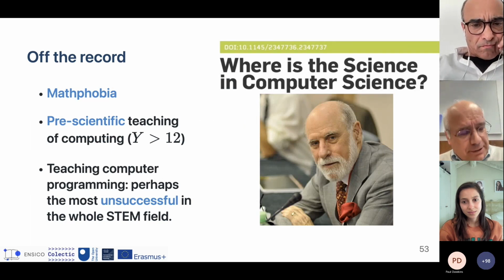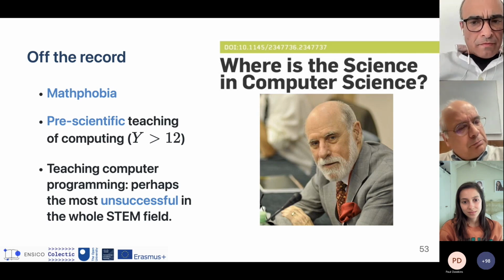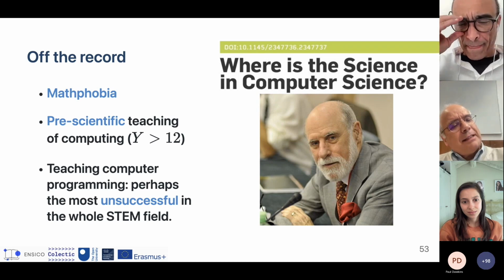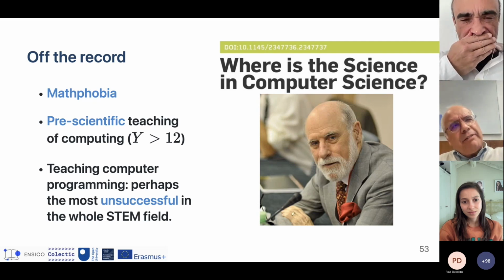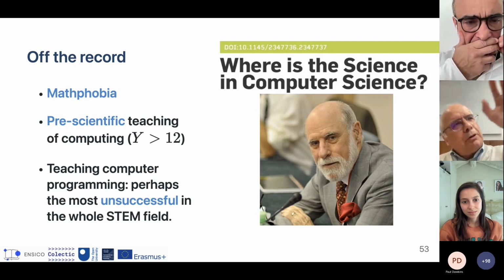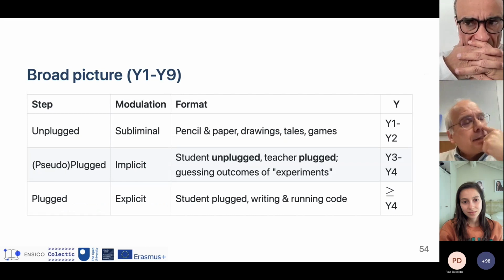I must admit that even at universities, teaching computing, or at least programming, is pre-scientific, is not truly scientific. And teaching computer programming is perhaps the most unsuccessful in the whole STEM field. When we look at the effort that is put into instructing programmers how to program, and how badly they program, it's kind of a failure. So there is a need to start much earlier, very, very early, so that you give time to the brain of the little child, and then boy or girl, to eventually reach the high standards that are needed.